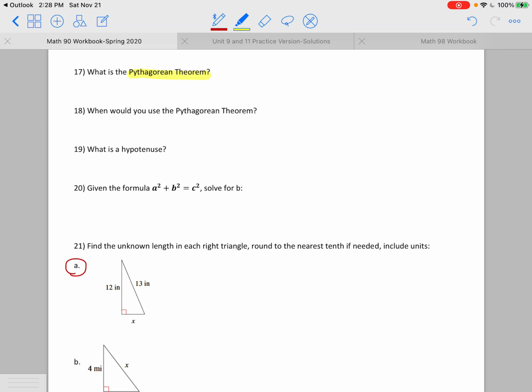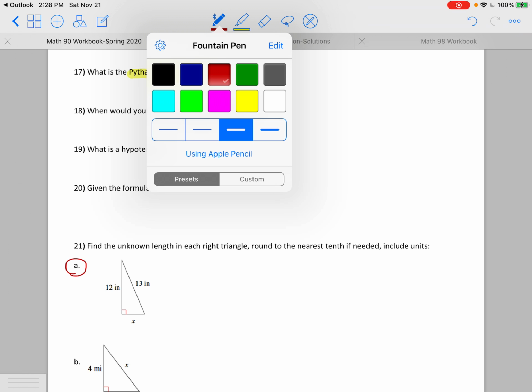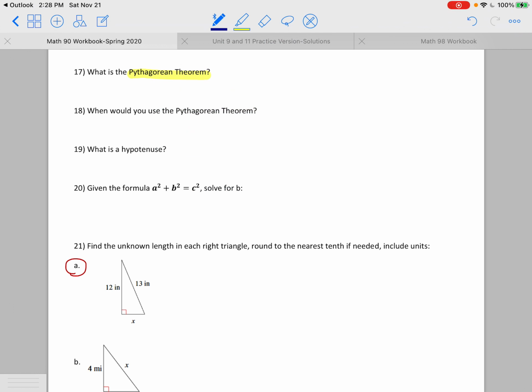Number 17 asks us, what is Pythagorean Theorem? Okay, well, that's kind of a big question. If we were talking about basically the formula for Pythagorean theorem, you can say that that is a squared plus b squared equals c squared. We're going to get into more detail about what Pythagorean theorem is here in just a minute.